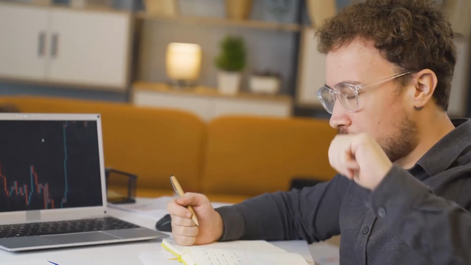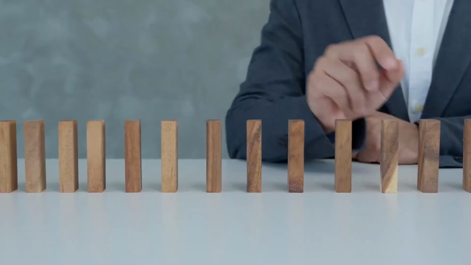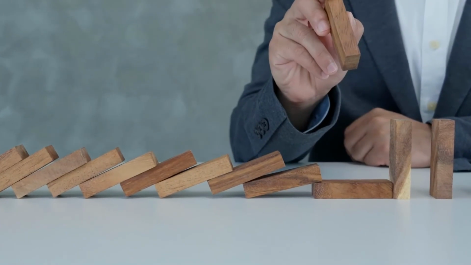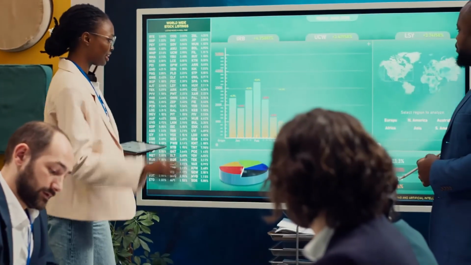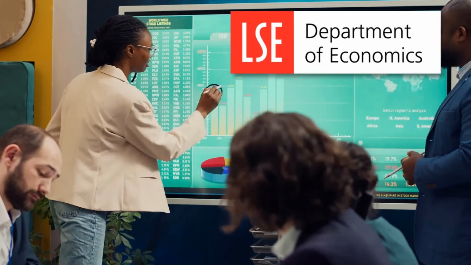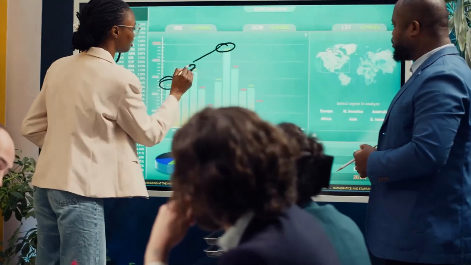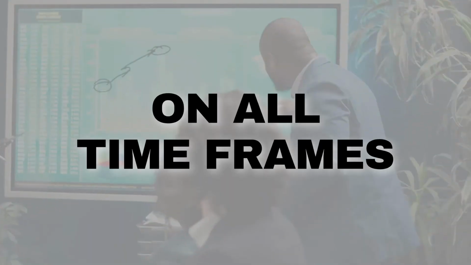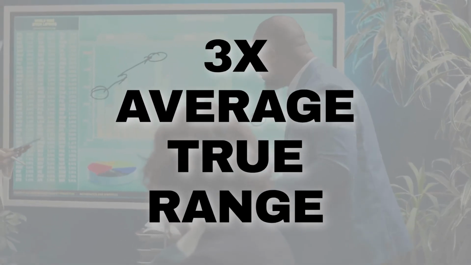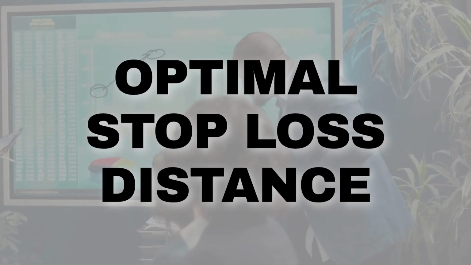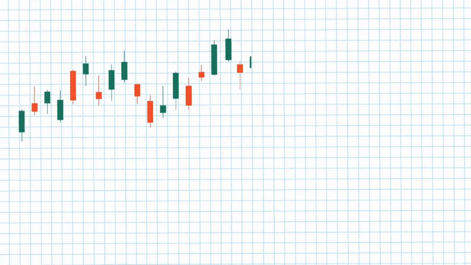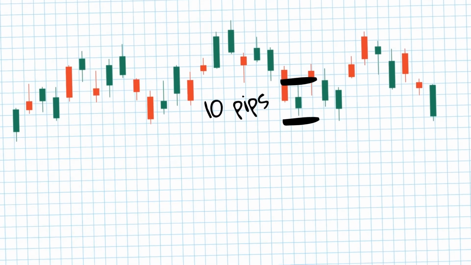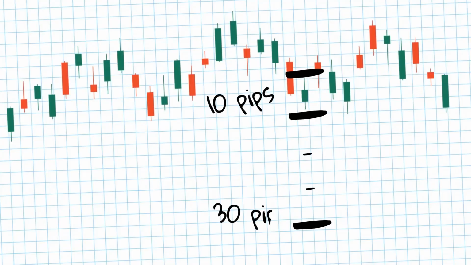You picked the right direction. It would have been a huge profit, but you got knocked out of it early. That's because your stop loss was too close. And we just so happen to know the optimal distance to prevent that from happening. Researchers at the London School of Economics have conducted a detailed analysis of trends on 34 different pairs over 25 years of data, and they concluded that on all time frames, 3 times the average true range is the optimal distance for a stop loss. So, for example, if the average price candle is 10 pips, the stop loss would be 30 pips.